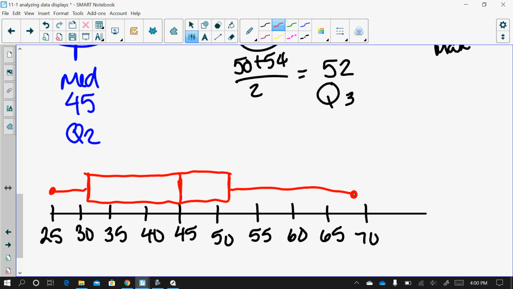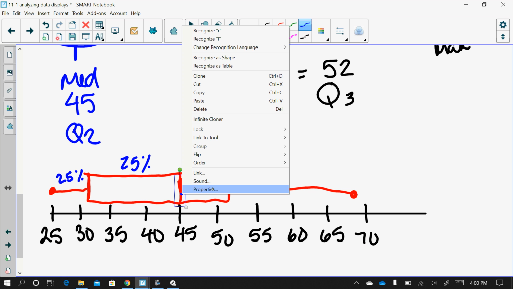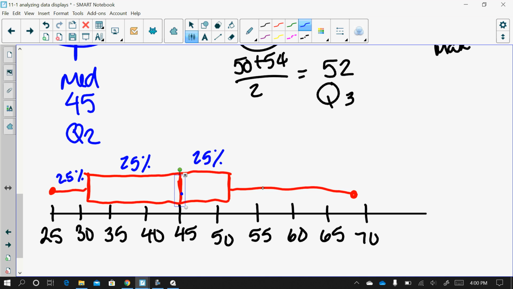Looking at the box and whisker plot, 25% of your data is from the min to Q1. 25% of your data is from Q1 to Q2. Another 25% of your data is from Q2 to Q3. And another 25% of your data is from Q3 all the way up to your maximum. So notice each little break makes 25% of the data.